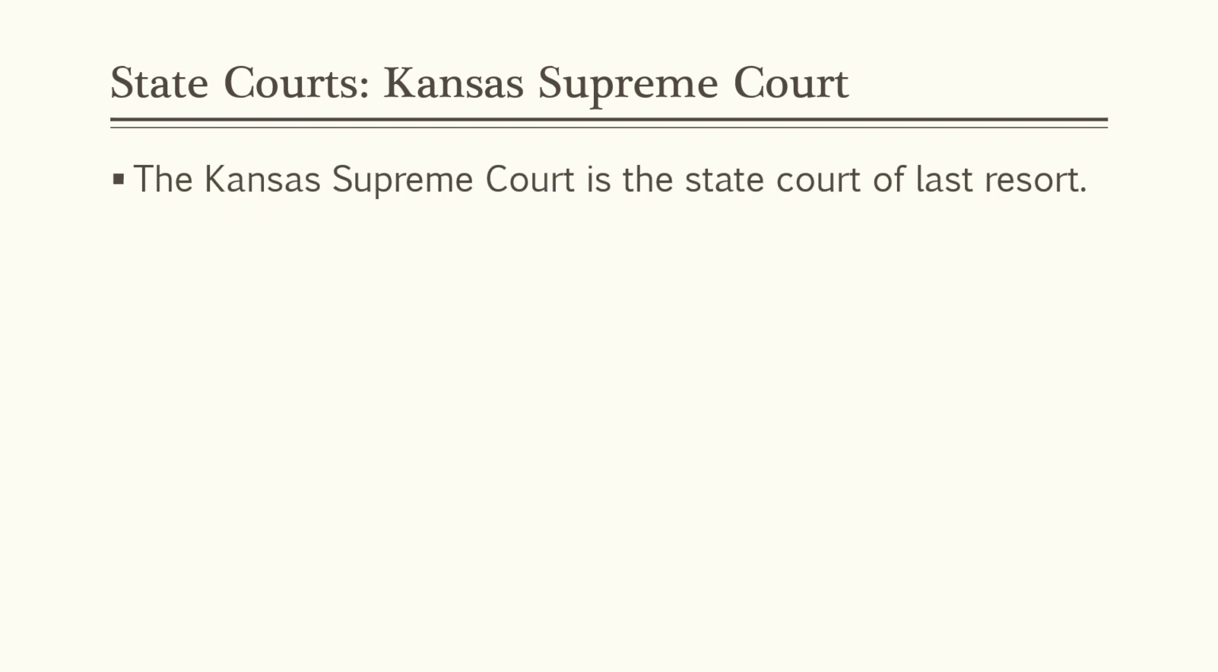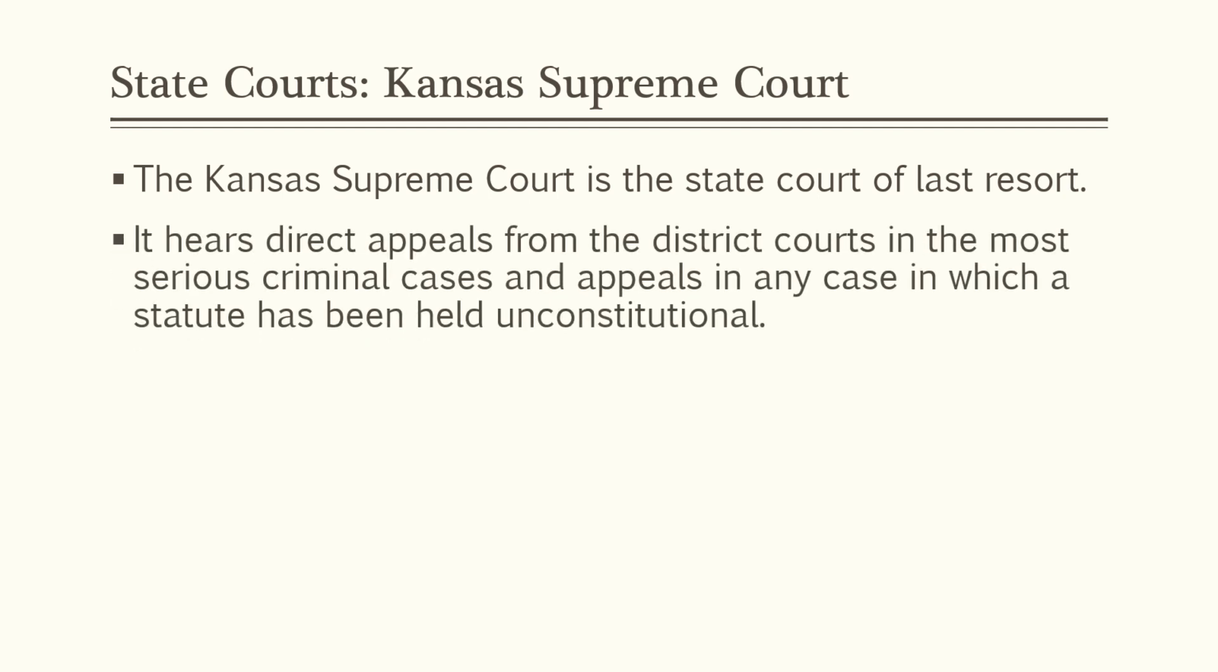Now let's talk about the Kansas Supreme Court. The Kansas Supreme Court is the Kansas State Court of last resort. It's our highest court. It hears direct appeals from the district courts in the most serious criminal cases and appeals in any case in which a statute has been held unconstitutional. You can get a direct pass from the trial court to the Supreme Court if the trial court declares something in the Kansas Constitution unconstitutional. They also will take immediate appeals for death penalty cases.